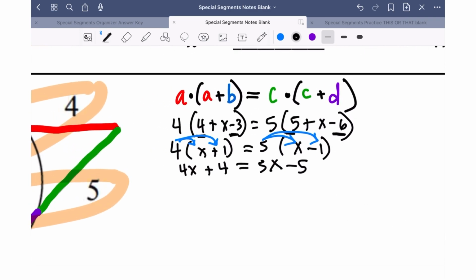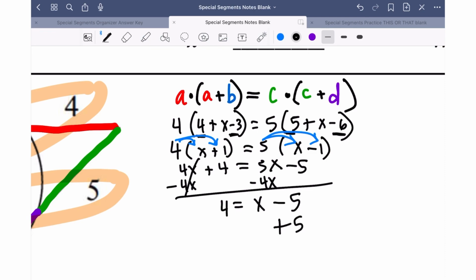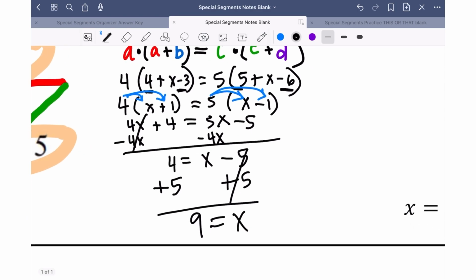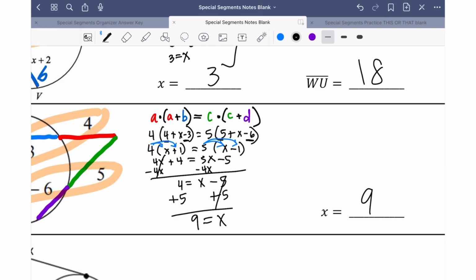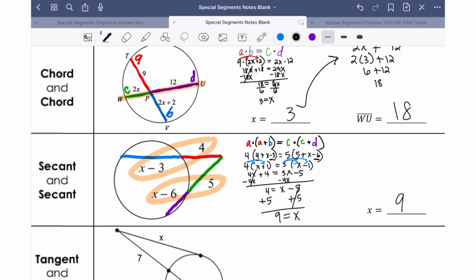Okay, I have x's on both sides. Think strategically. Let's subtract the 4 x's so that I don't create a negative. Bring down the 4. 5 minus 4 is 1. Add 5. X equals 9. Okay. All right, that is your secant and secant type of special segments.